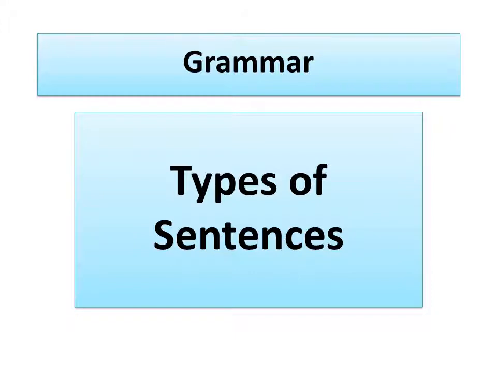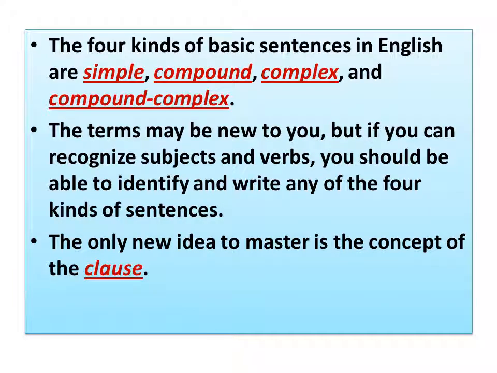Types of sentences. أنواع الجمل من ناحية structure in English. في الإنجليش احنا عندنا كام نوع جملة؟ عندنا 4 أنواع. And please pay attention because this lecture is a little bit difficult. The 4 kinds of basic sentences in English are simple, compound, complex, and compound complex sentences. عندنا 4 أنواع أساسيين من الجمل في الإنجليزية: simple, compound, complex, and compound complex.